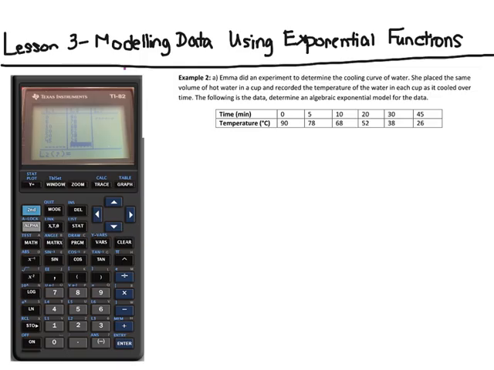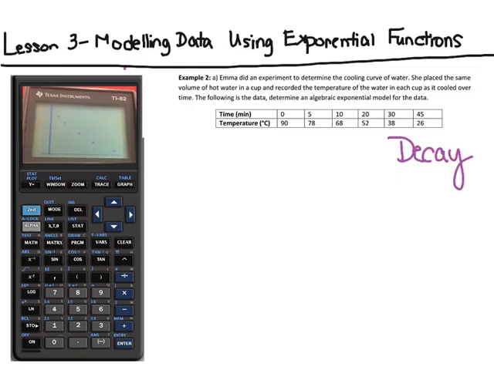We've only got 6 pieces of data. So now we're going to graph it to see what it looks like. So you're going to hit zoom and then 9, and it will look like this. So since it is a decreasing function, this is an example of exponential decay. So we want to graph the regression line for the exponential regression.